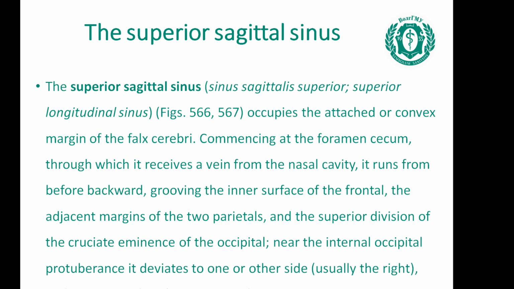It runs from before backward, grooving the inner surface of the frontal, the adjacent margins of the parietals, and the superior division of the cruciate eminence of the occipital. Near the internal occipital protuberance, it deviates to one or other side, usually the right, and is continued as the corresponding transverse sinus.